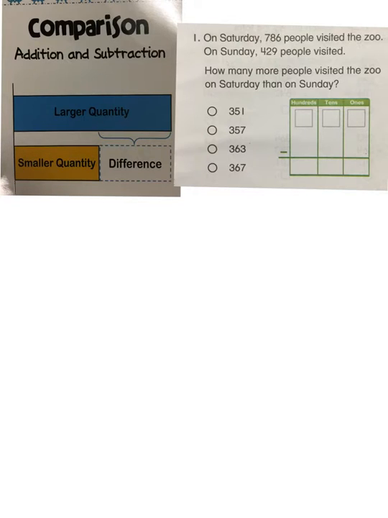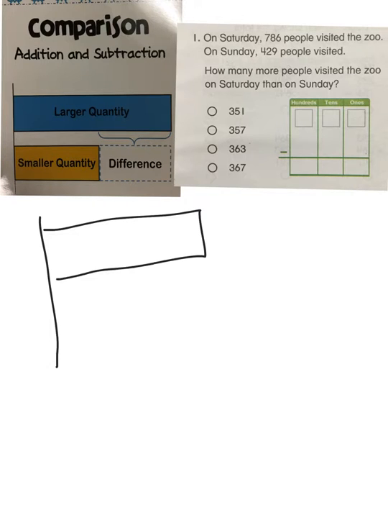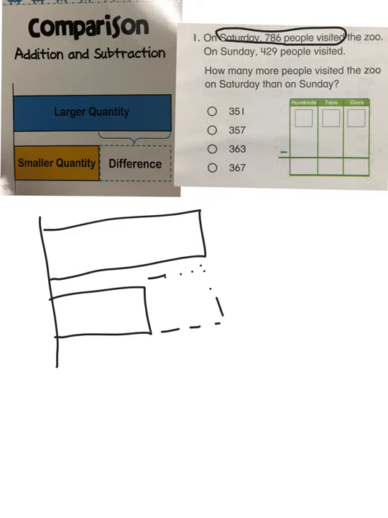Our next step will be to draw our strip diagram. As you can see up at the top right, my compare strip diagram looks like this. The next step is to circle my important information. So I know that on Saturday, 786 people visited. I know on Sunday, 429 people visited. And I'm always going to underline my question, how many more people visited the zoo on Saturday than on Sunday?